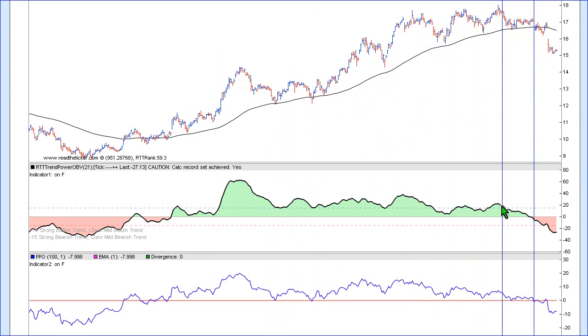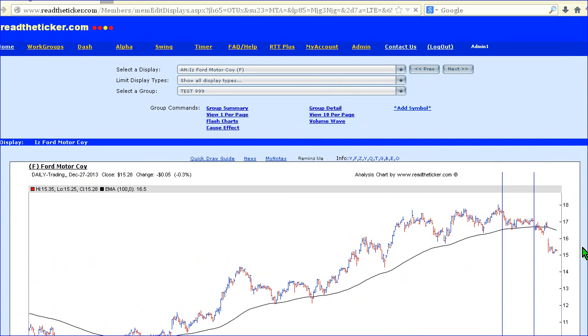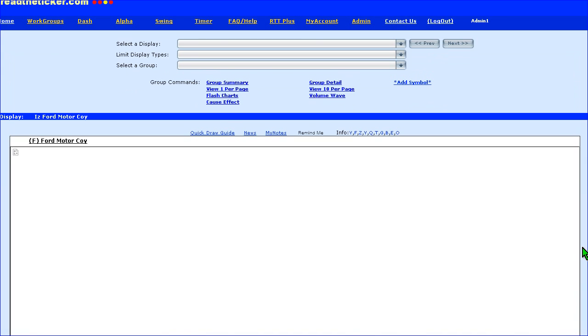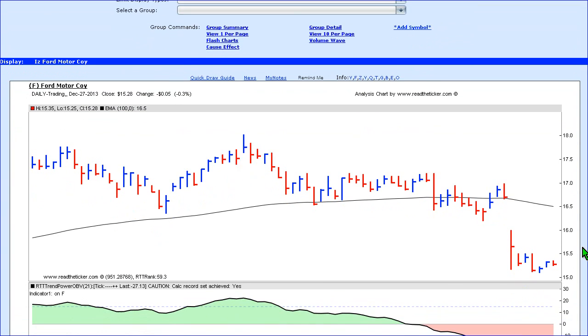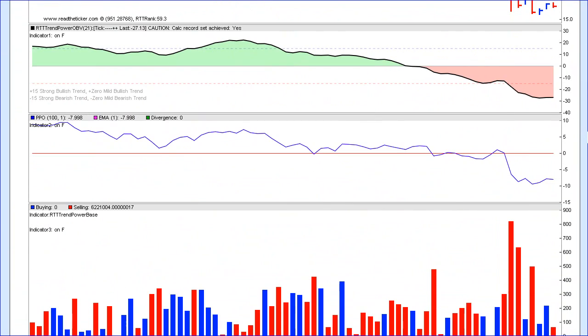Here we have some sideways action on the 100 EMA, where the RTT trend bar just keeps on falling, so it holds up and just slowly ebbs away. We'll take a closer look at that. I cut down to 75 bars. Here's our close-up. Trend power falling away. Price action holding above the EMA quite solidly. Lots of red bars with lower closes. You'll see down here in my RTT trend power base.